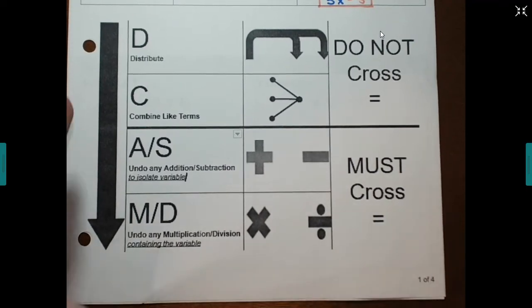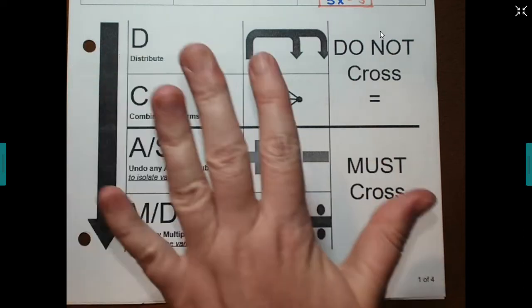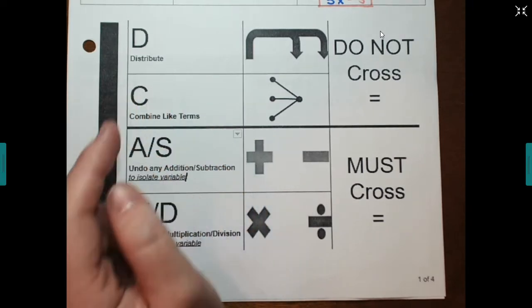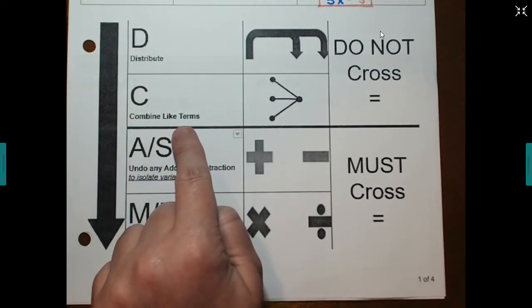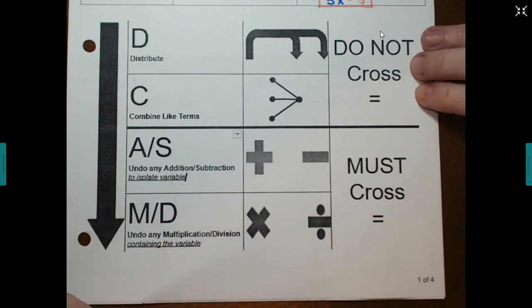As a reminder of some of the steps we're going to go through today when we're solving multi-step equations: First, you're going to distribute if you can. Then you're going to combine like terms if you can. And remember, these happen on one side of an equal sign. They don't cross over.